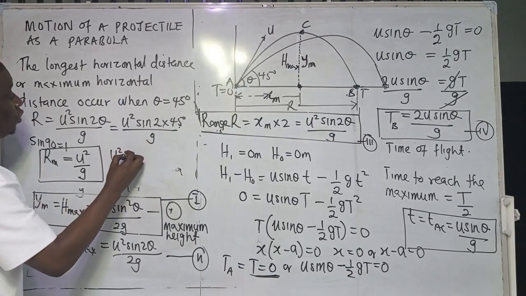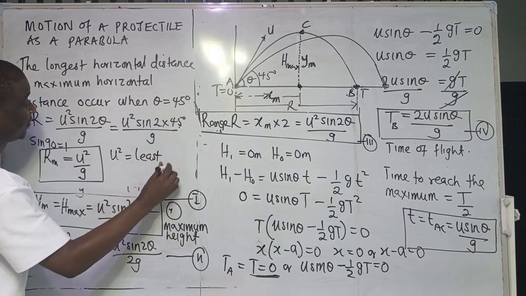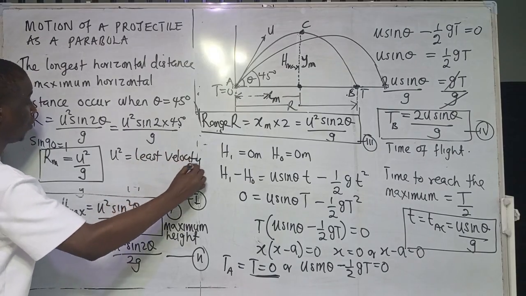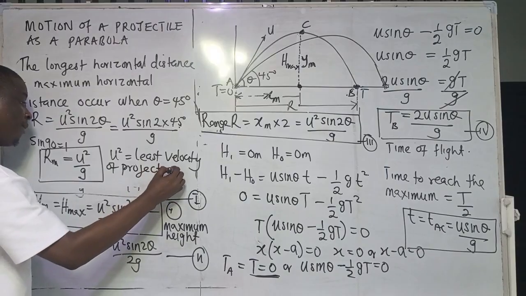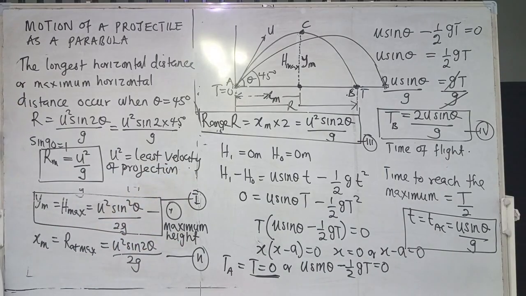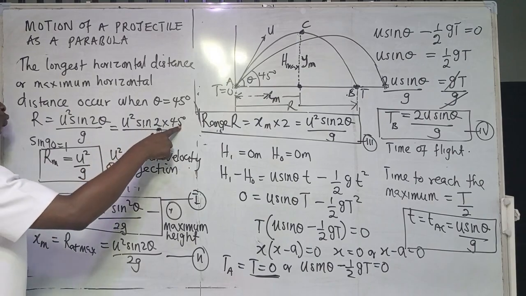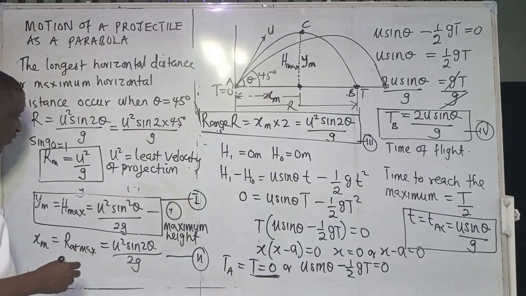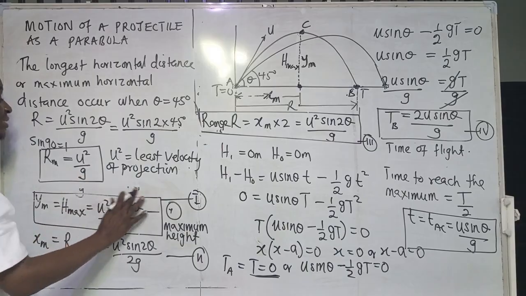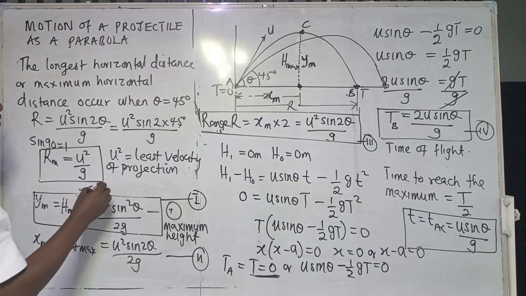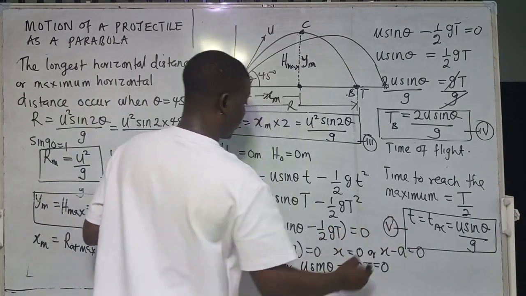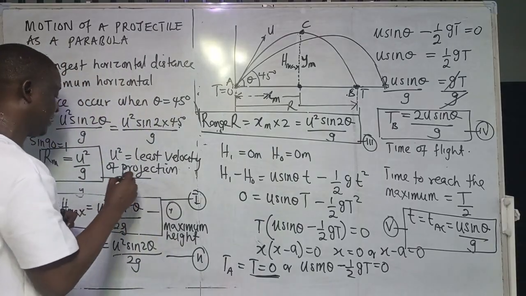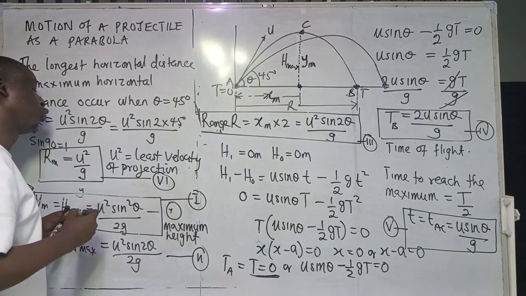Now, what is your U? U is the least velocity of projection, when theta is equal to 45 degrees. It is called the least or minimum velocity of projection. Your G is 9.8 and all that. So let me call this one equation 5, and this one is 6. So two equations you have.